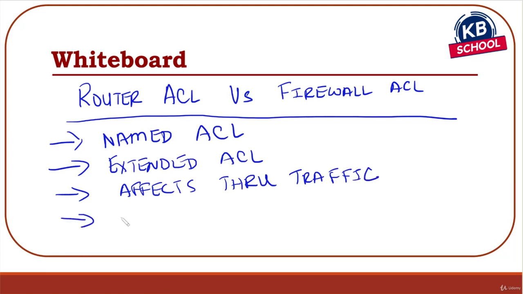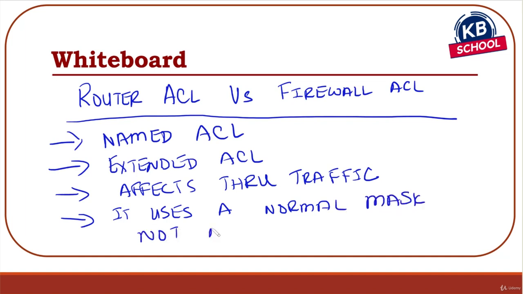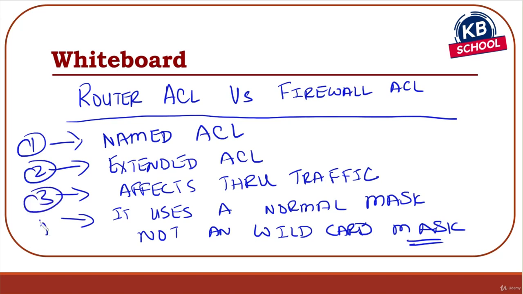The next thing is a mask. It uses a normal mask, not a wildcard mask or an inverse mask. These are the four major differences between an ASA ACL versus a router ACL. These four bullet items that I listed for you guys over here.